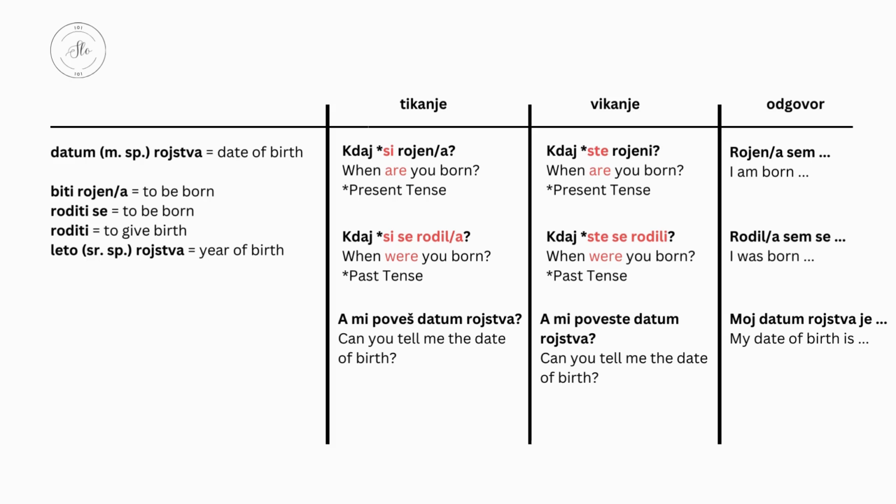The third way of asking someone about the date of their birth is to say: A mi poveš datum rojstva? Or if we use vikanje: A mi poveste datum rojstva? And then we can reply: Moj datum rojstva je. Or you can use any one of the two options above.